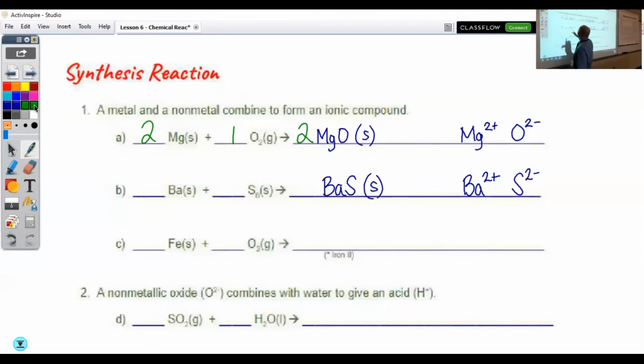You'll notice that sulfur has a subscript of 8. So that means I'm going to need to put an 8 in front of barium sulfide and another 8 in front of barium.